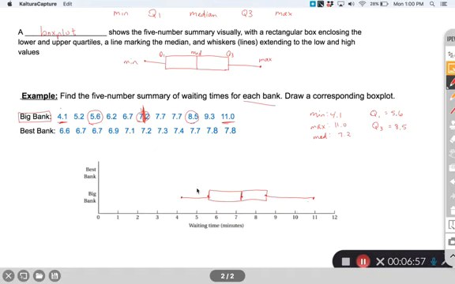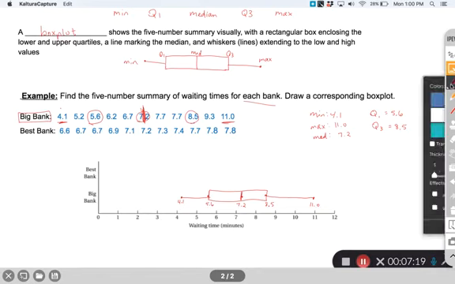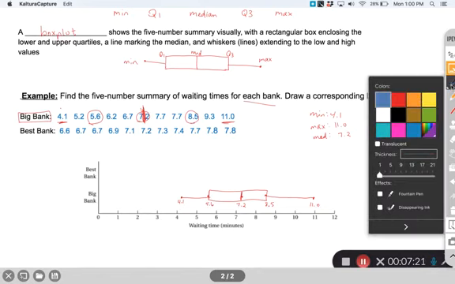If you want to be better about drawing these, since we estimated, it might be a good idea to actually label what you meant for these numbers to be. So 4.1, 5.6, 7.2, 8.5, and 11.0.